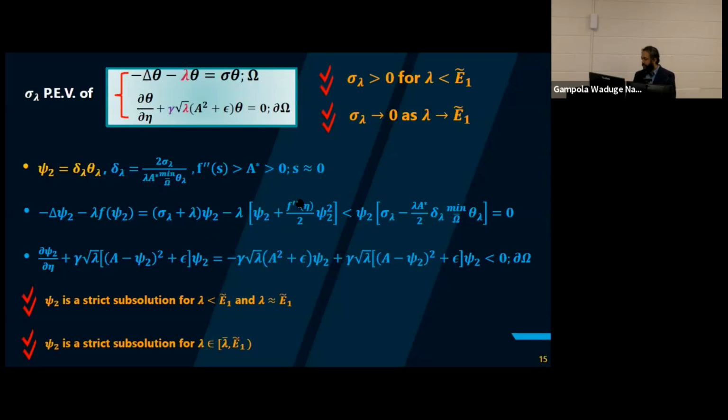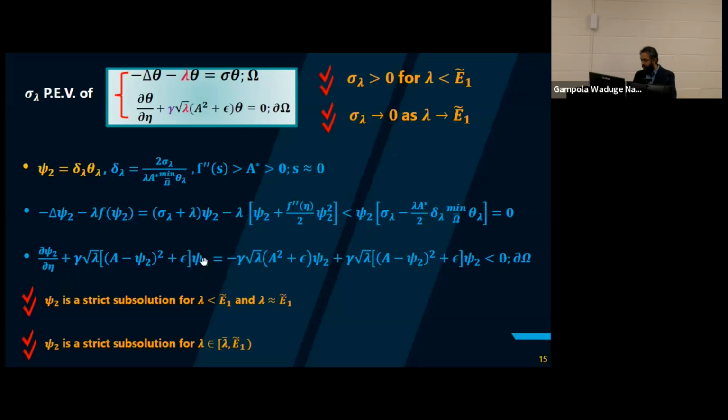Now, if you replace this by A star, you get a smaller quantity because f double prime of s is bigger than A star for s small. Okay, but by the choice of delta lambda, this quantity is 0. Okay, so we have this inequality in the right direction for psi2 to be a strict subsolution. The first part is okay.